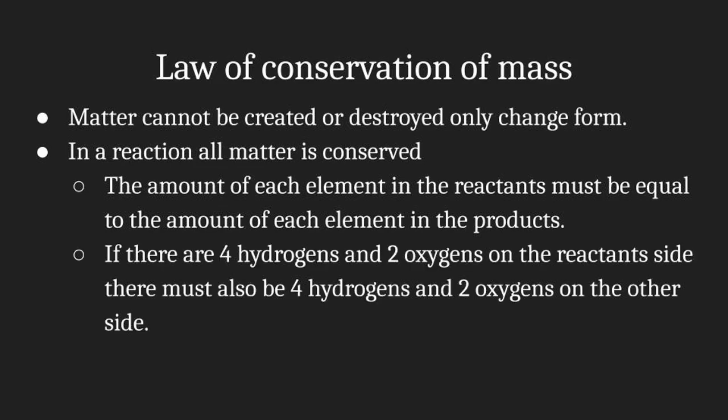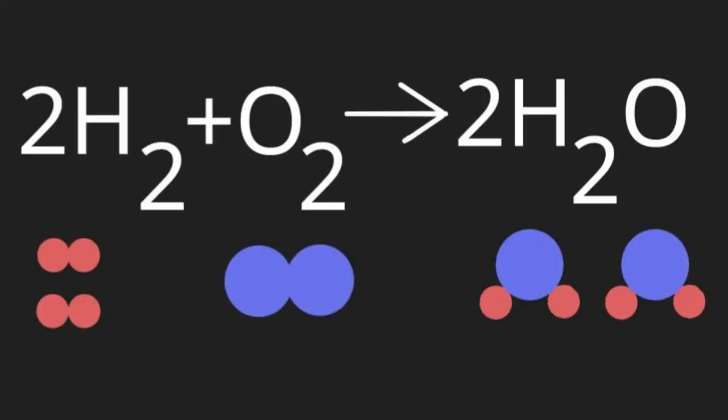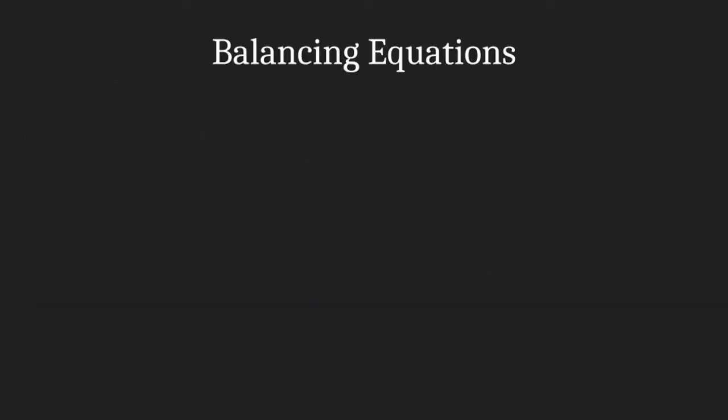So for example, if there were 4 hydrogens and 2 oxygens on the reactant side, there must also be 4 hydrogens and 2 oxygens on the product side, or the other side of the equation. We can help visualize this using this image here, where you see we have 4 red circles representing hydrogen on both sides, and 2 blue circles representing oxygen on each side. This is balanced because the law of conservation of mass is not violated.